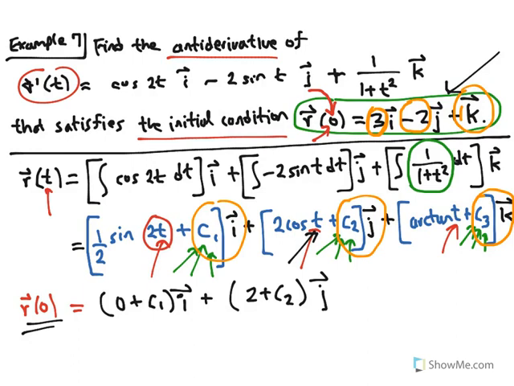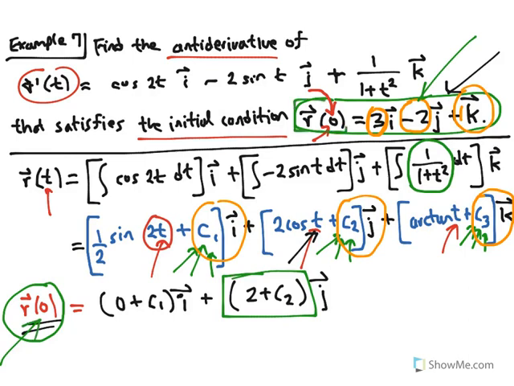So what I said earlier was incorrect. You don't want to equate c sub 2 to negative 2. Instead, you want to equate 2 plus c sub 2 to negative 2. Because we're finding the vector valued function r evaluated at 0, and that will be equated with the given value for r of 0, that is the initial condition. And you're going to do that on a component by component basis. So you're going to equate 0 plus c sub 1 to 3, you're going to equate 2 plus c sub 2 to negative 2, and you're going to equate what we get for the k component to 1.